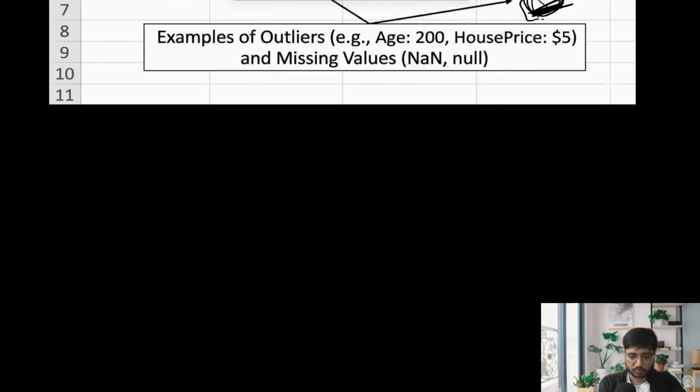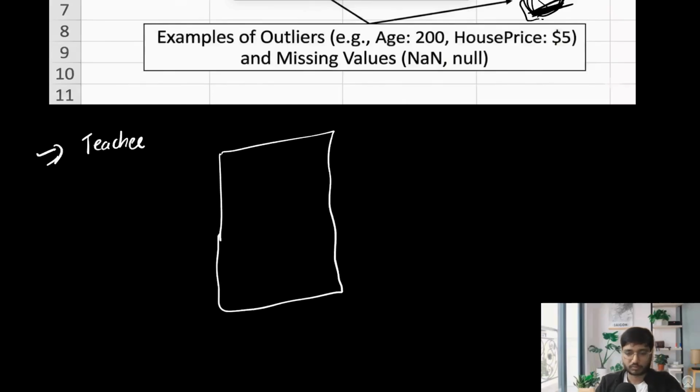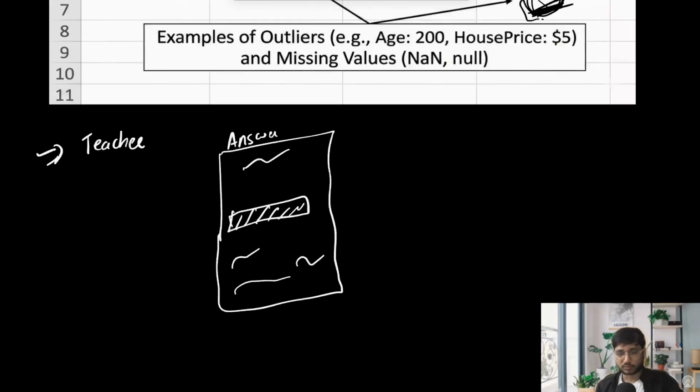Let's say you are a teacher, and you have a sheet of some student's answers, right? So this is an answer sheet. You drop something on it, and one of the question answers got erased. Now what will you do? Will you mark them 0? Will you give them full marks? Will you give them the average of all the answers they got?